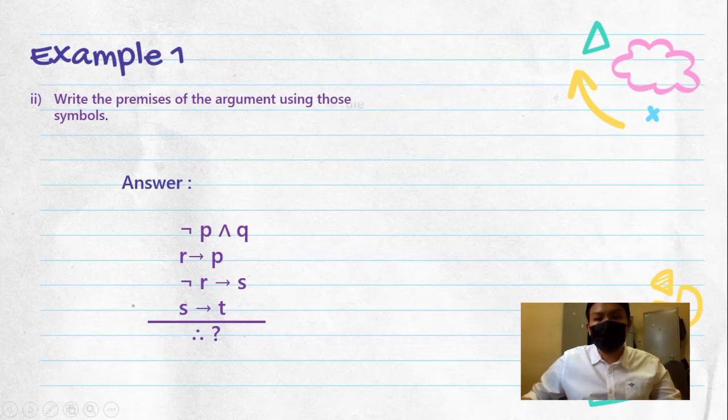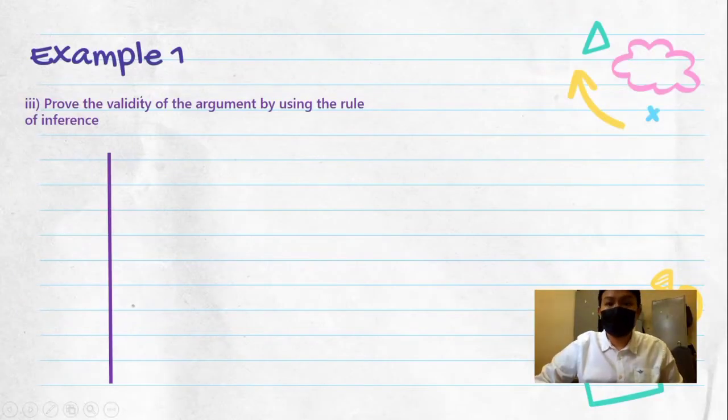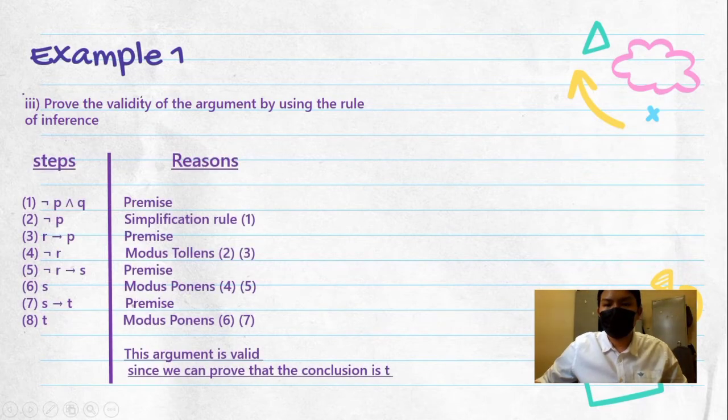So for question 3, which is the last question, we need to prove the validity of the argument by using the rules of inference. To do this, we need to use the premises that we wrote in question 2 before. So the first step, we take the first premise, which is not P and Q, and simplify it using the simplification rule, which gives us not P.